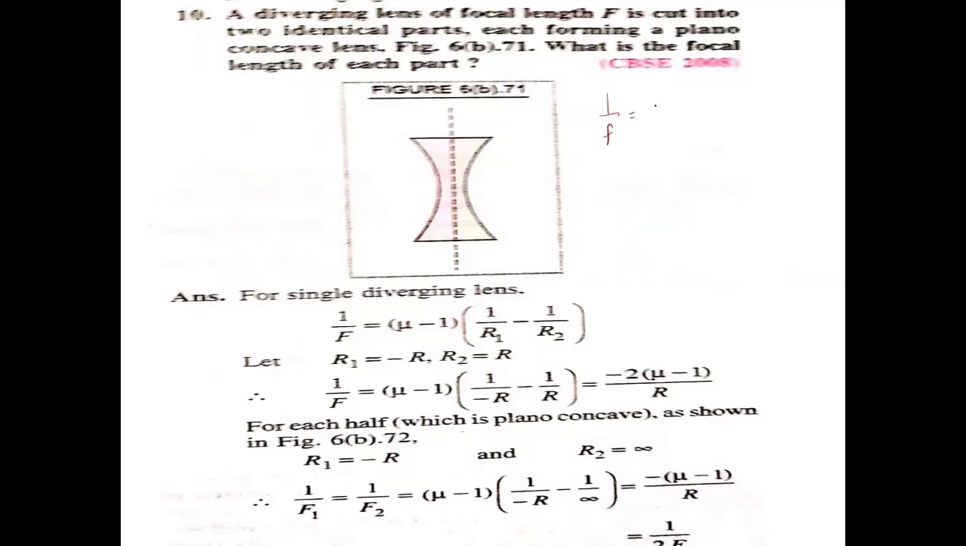Yes, let us work it out. Here we have n-1. For a concave lens, it is -2/r. Correct? Now we have to calculate only for this part. I have now cut it. This lens has been cut, this portion has been cut, and this portion is not there.